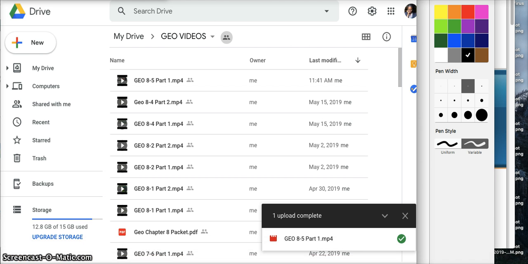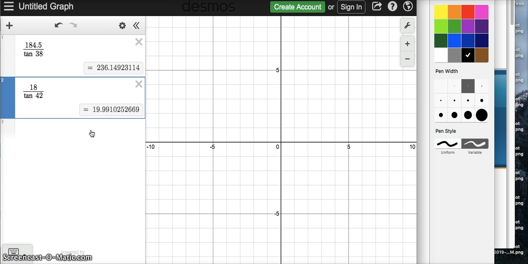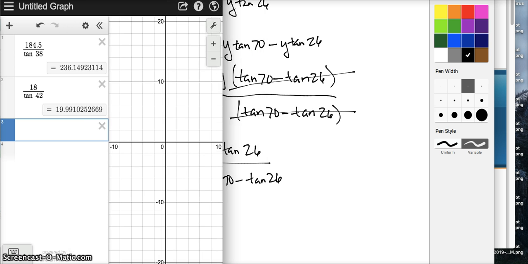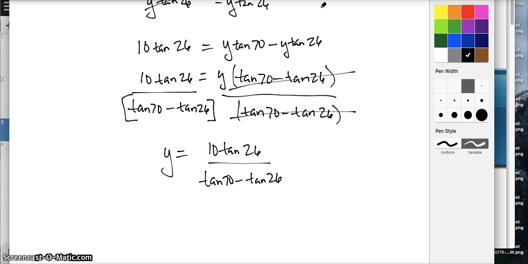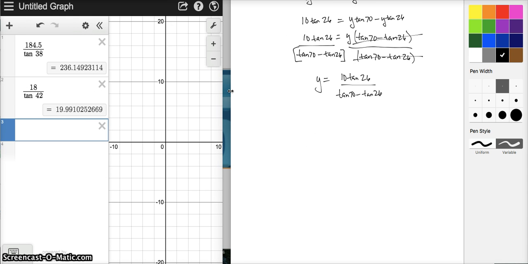So I'm going to go over here to Desmos and write down the information I need to. Let me see if I can remember what it is I was supposed to type in here. So we're trying to do, let me go over here again, scooch this over. Thank you guys for letting me work on my ability to use technology. All right, so y is equal to 10 tangent of 26, and I'm going to divide that whole thing by the quantity of, and let me put parentheses around it, sometimes that helps, tangent of 70 minus tangent of 26.